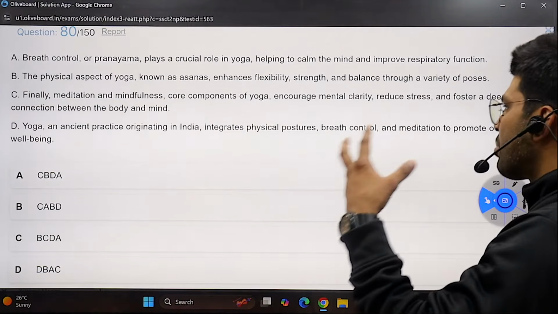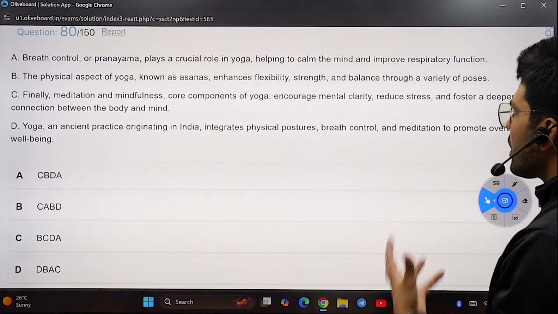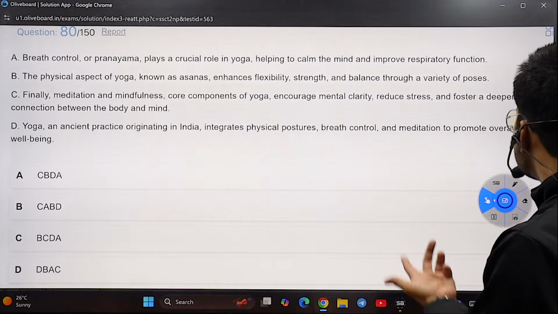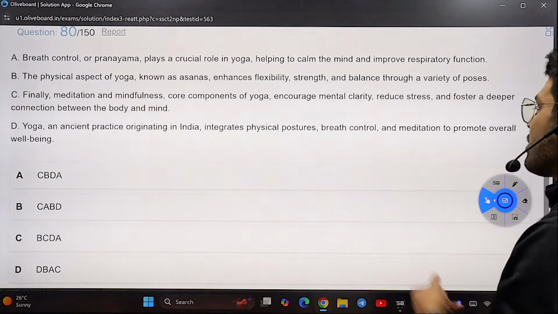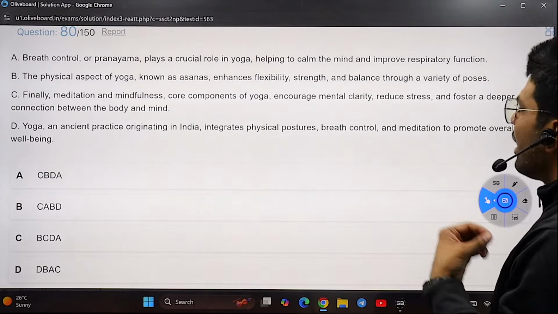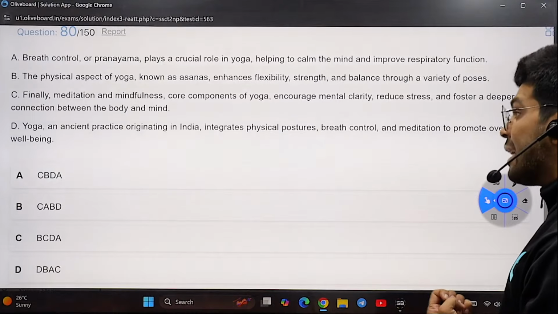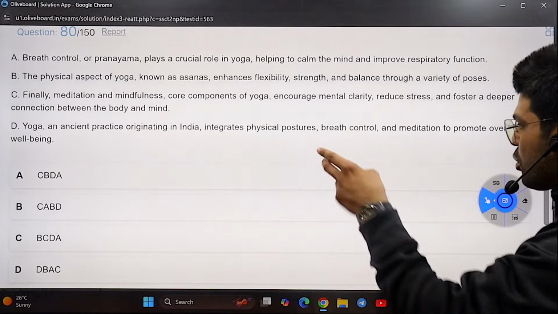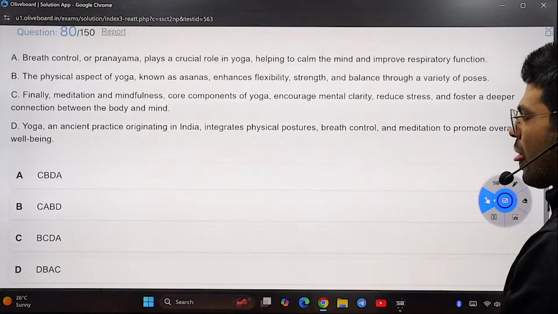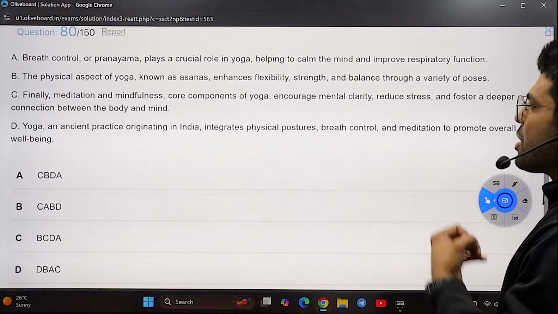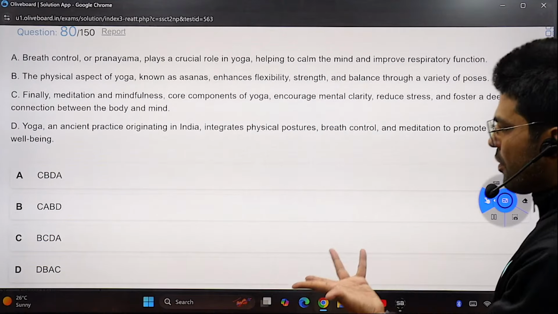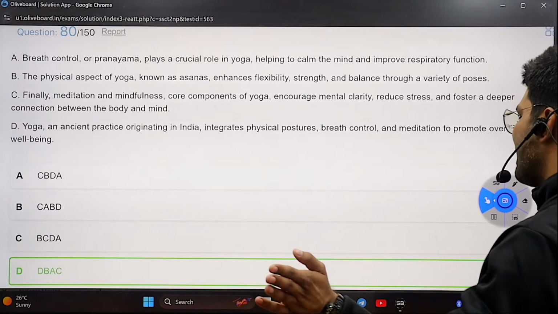Breath control, pranayam plays a crucial role in yoga, helping to calm the mind and improve physical aspect of yoga known as asan, enhances flexibility. Finally, can't be the first one, and two options starting with C, gone. Yoga, an ancient practice. Come on, so descriptive. D, in just one option. Let's click and go ahead.